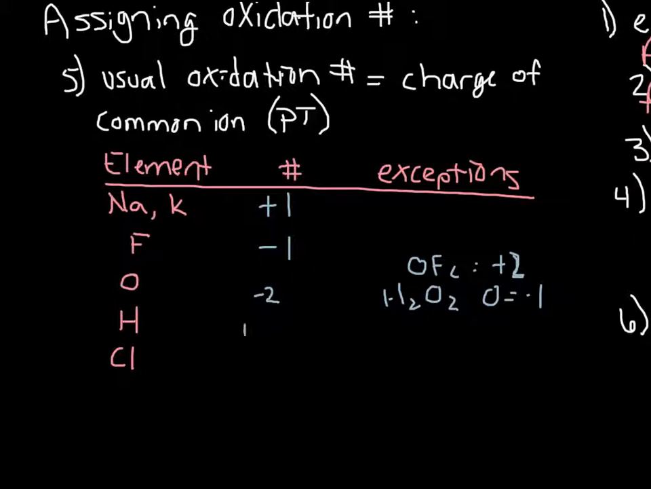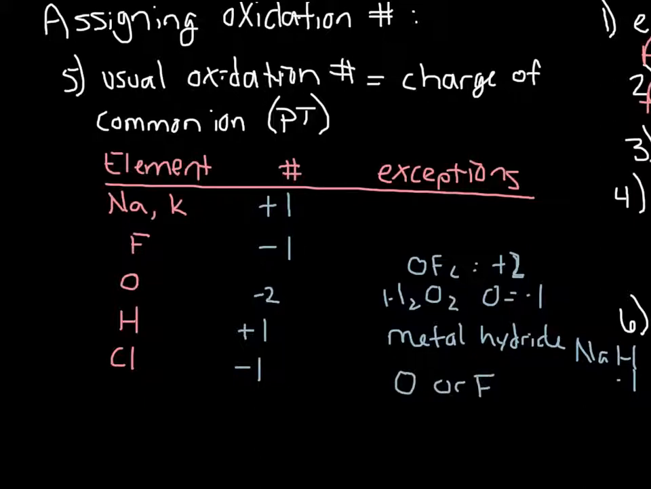Hydrogen is usually +1. The only exception to that is what we call metal hydrides, when we're making an ionic compound with a hydrogen, like NaH, where we know Na has to have a +1 charge, therefore hydrogen is going to take on a -1 charge. And then chlorine will usually be -1 unless it's combined with an oxygen or a fluorine, in which case it's most likely going to take on a positive charge. Again, we will practice this.